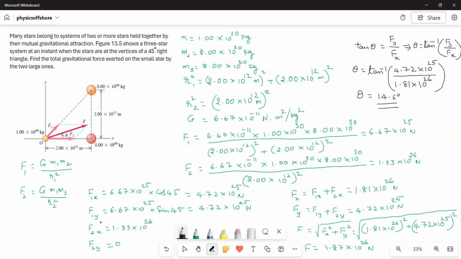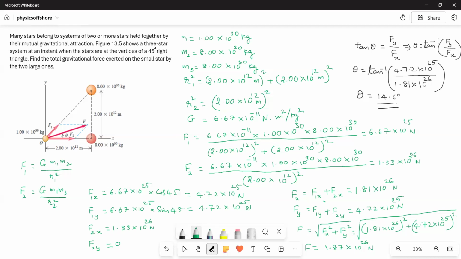Similarly, for F1y, this is the opposite side, so we take the sine component. 6.67 into 10 to the power of 25 into sine 45 gives 4.72 into 10 to the power of 25 newtons. Then F2x: we only have the x component and no y component, so we can directly write the value, which is 1.33 into 10 to the power of 26 newtons. The y component is 0.